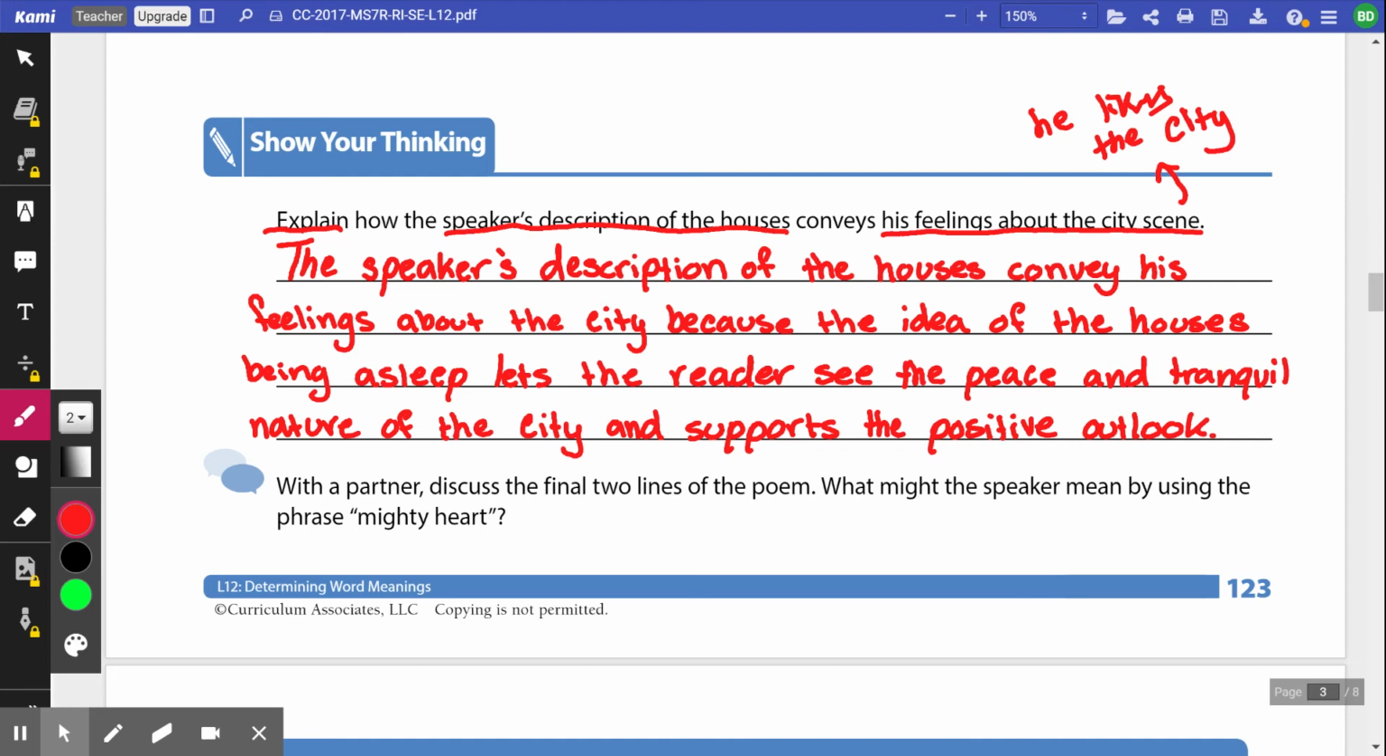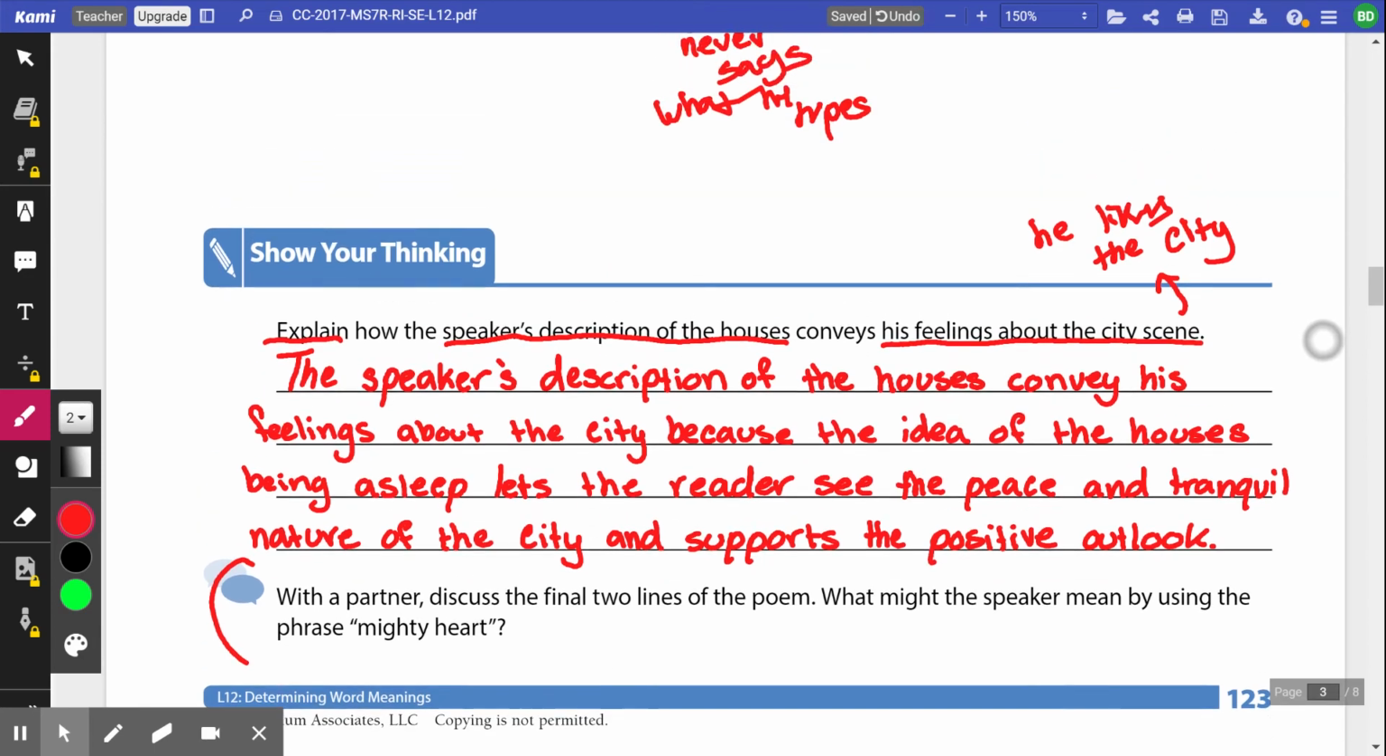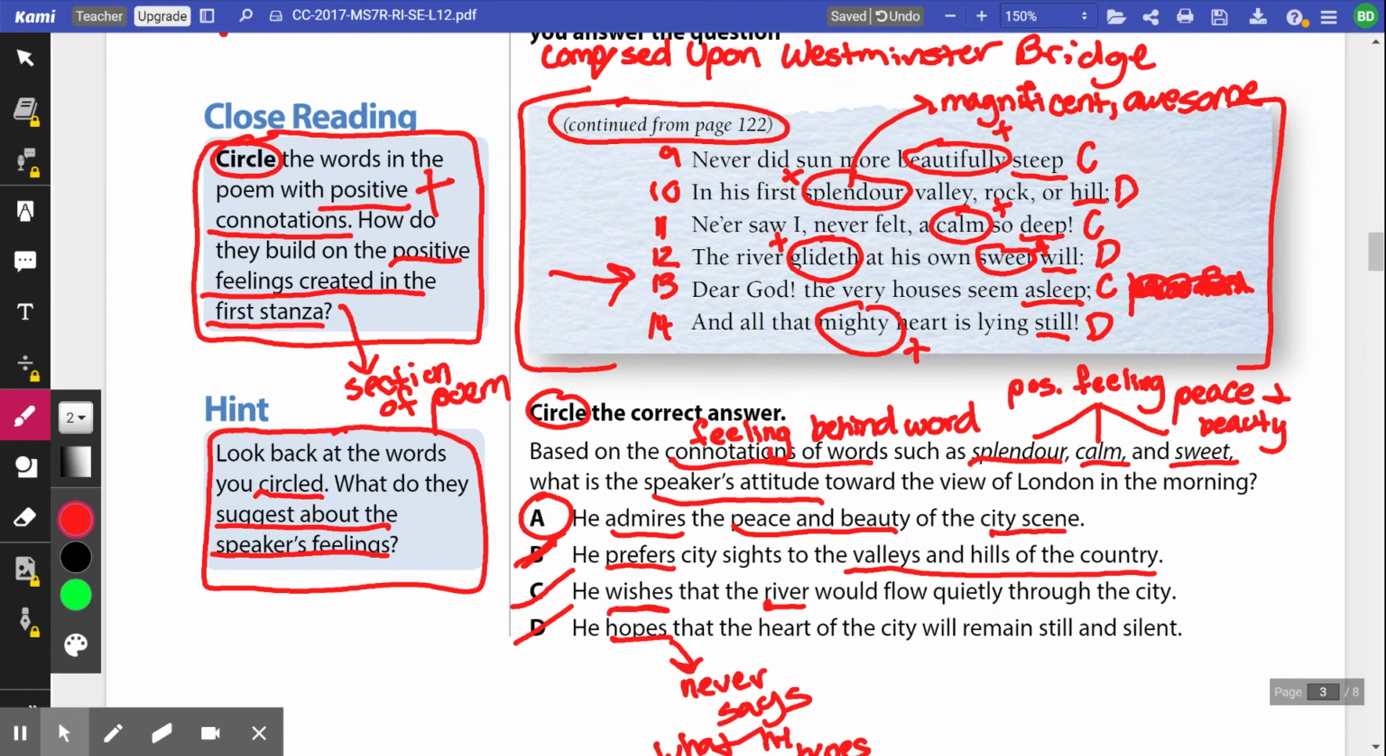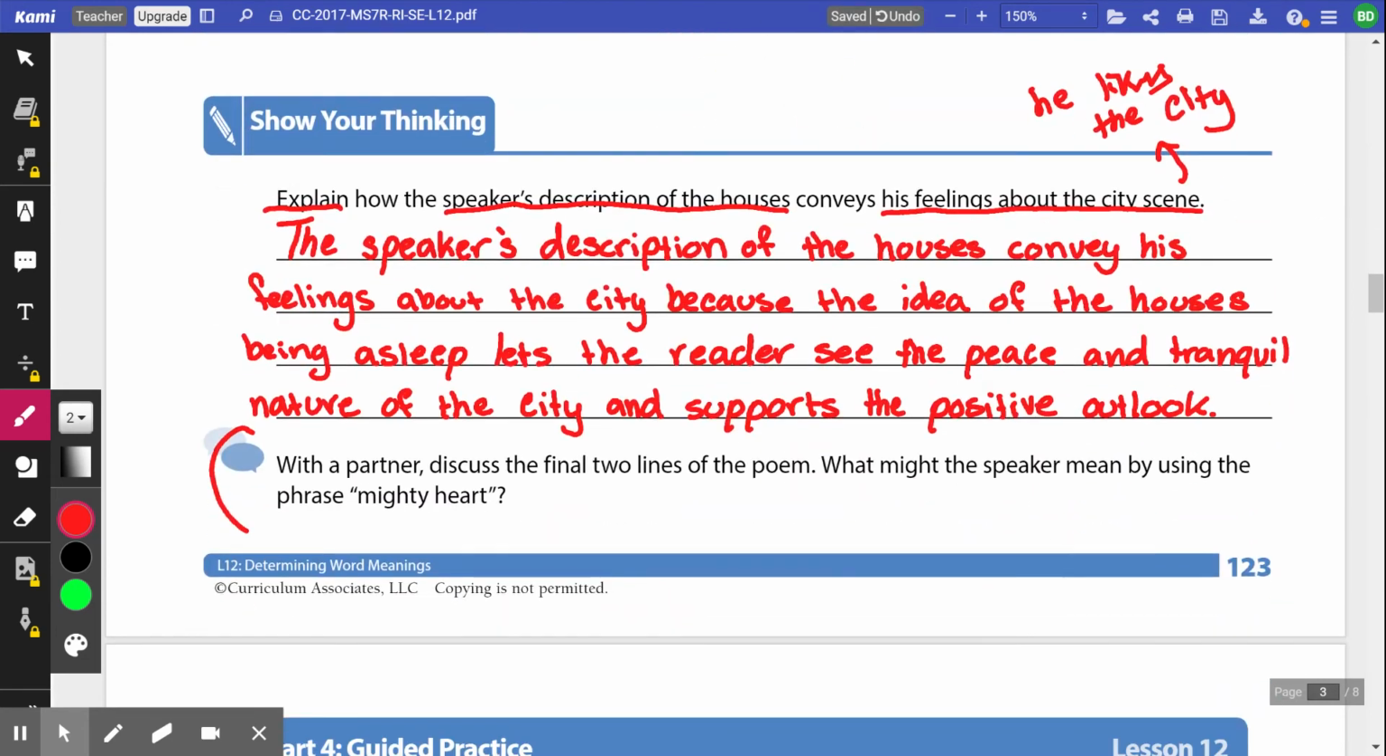Now, at the bottom, let's do our little discussion portion. With a partner, or if you're at home, virtual, you'll have to do this by yourself. But think about the final two lines of the poem. What might the speaker mean by using the phrase mighty heart? Let's go back up and read those last two lines so we can refresh. The last two lines, 13 and 14, say, "Dear God, the very houses seem asleep, and all that mighty heart is lying still." So we are looking at the phrase mighty heart, and you are telling me what you think the poet means by those two lines.